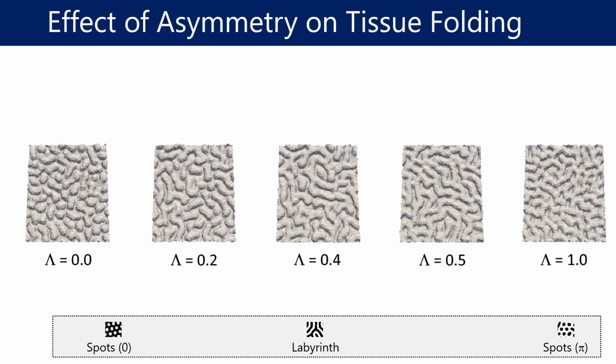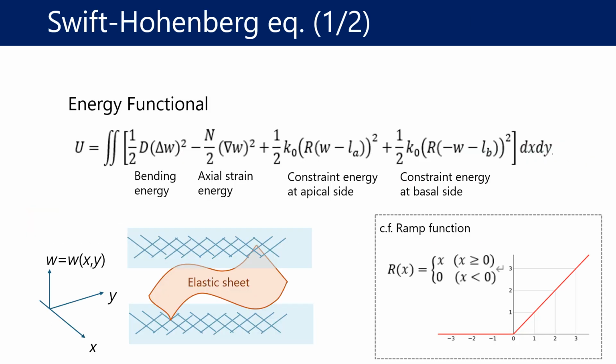If you are familiar with Turing patterns, you might notice that this progression is similar to how patterns change with respect to parameters in Turing's equations. This similarity suggests that the folding mechanism may share underlying principles with Turing pattern formation. But this is not the Turing equation. This is the Swift-Hohenberg equation.